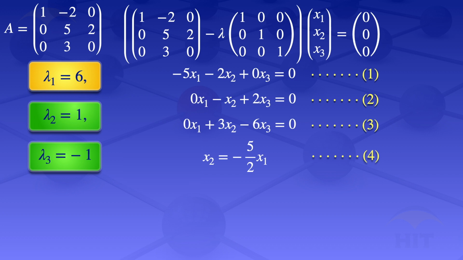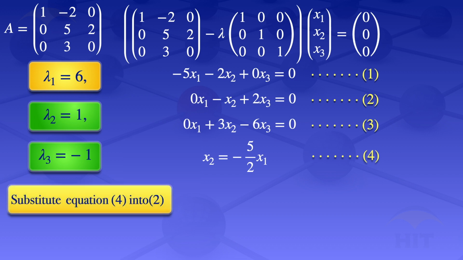We then go on and substitute equation number 4 into equation number 2. Because if you look here, we have minus x2, but we are saying x2 is minus 5 over 2 x1. So when we put minus 5 over 2 x1 on that highlighted part, we will have 5 over 2 x1 plus 2x3 is equal to 0. And then go on and write x3 now in terms of the variable x1. And then we would have x3 is equal to minus 5 over 4 x1.